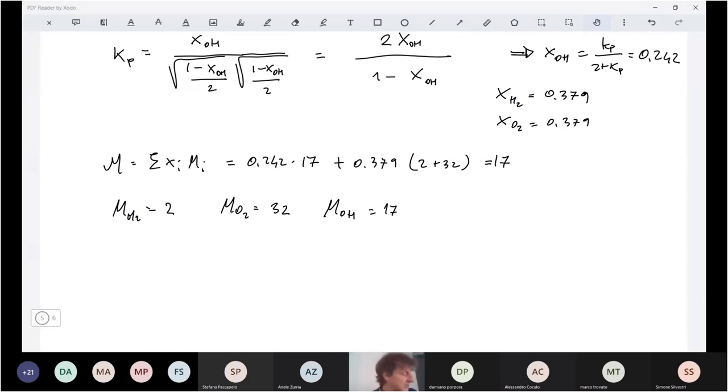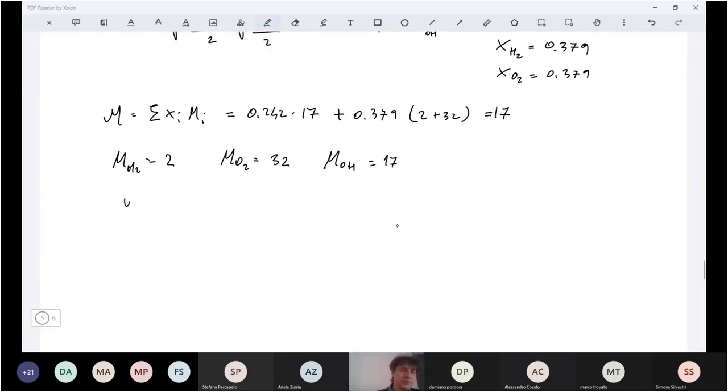So just to conclude this exercise, giving you also the results in terms of mass fractions, the mass fraction of OH can be obtained as XOH by the relation between the molar and mass fractions. Once we know the mixture and the species molar mass, we can relate one to the other with this relation that we have seen in class. And so here we have 0.242, which is actually the same as the molar fraction, because we have the same MOH equal to M.